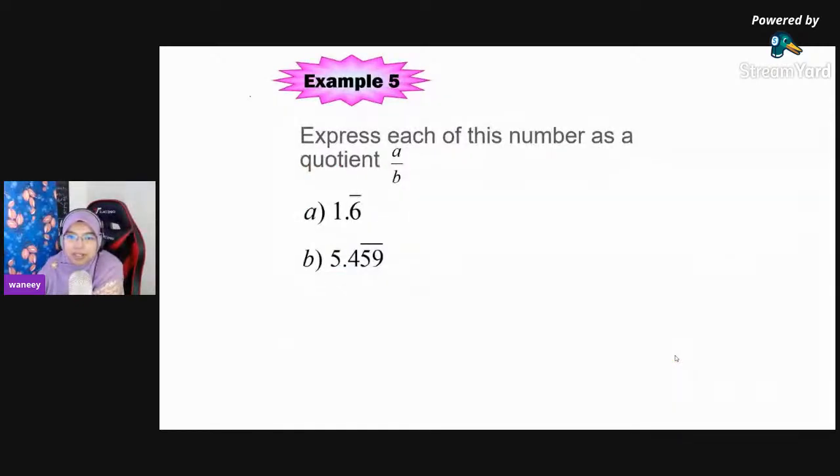Okay, so express each of this number as a quotient A/P. So you remember we have S infinity before this. What do we mean by S infinity is that it should be sum to infinity, right? So if we have 1.6 with a bar on top of the 6, it simply means that we are going to get 1.66666 ... So this is what we mean by sum to infinity. So dia ada ... kat belakang tu lah, sebab tu dia boleh jadi sum to infinity.